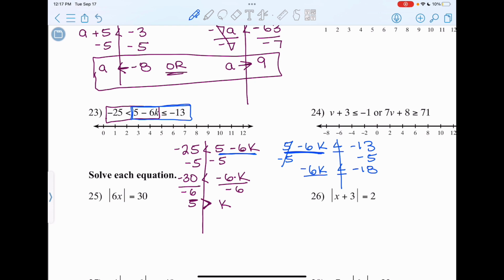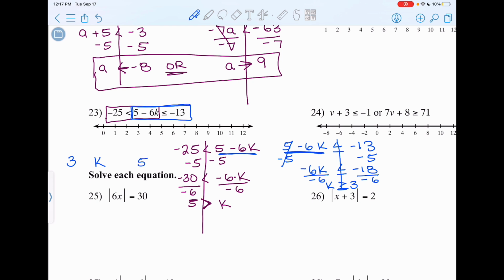And then to get rid of the negative 6, I need to divide by negative 6. And since I'm dividing by a negative, I have to flip my sign. Negative 18 divided by negative 6 will be a positive 3. So when you are writing this all as one, make sure that your answer goes from least to greatest. So I'm going to have 3 on the left, since that's the smallest value. K is in the middle, and 5 is the biggest, so it's on the right side.